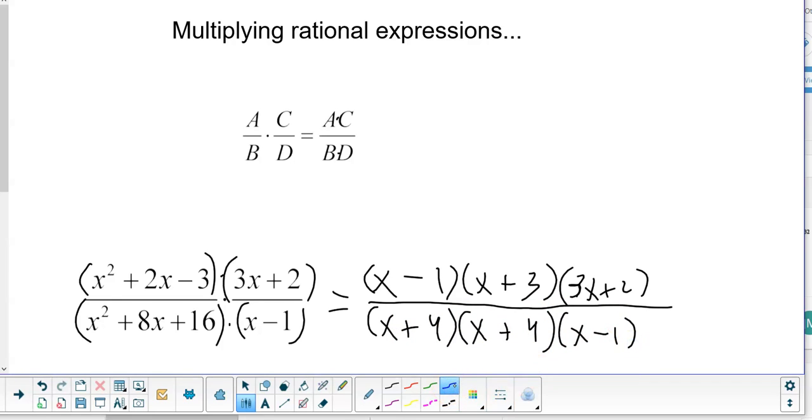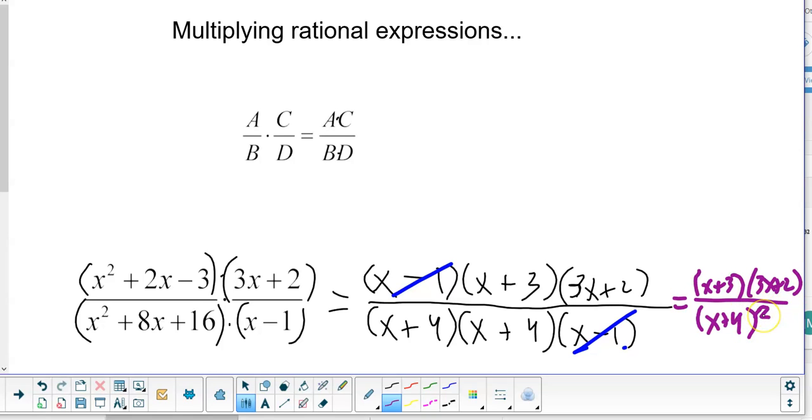Everything cancel? Ooh, this is kind of disappointing. Only one thing cancels, right? So then I guess you would write your answer, I guess it'd be x plus 3 times 3x plus 2 over x plus 4, I guess squared, I could just write squared there. So x plus 4 quantity squared. If they ask about restrictions, the domain, x can be all reals except for -4 and 1, right? Those are the two restrictions.